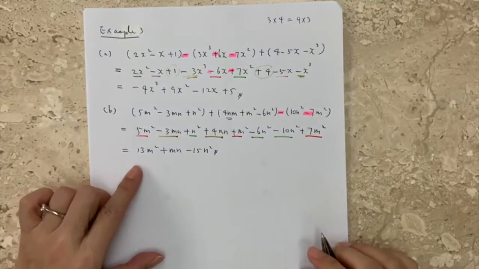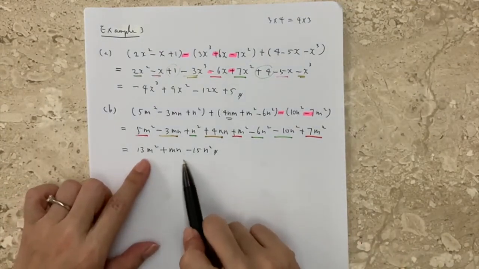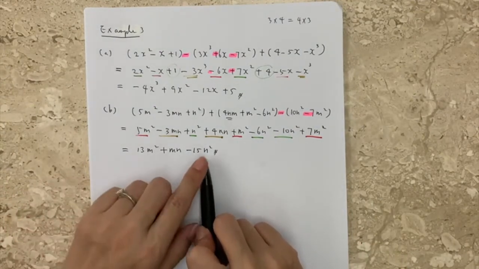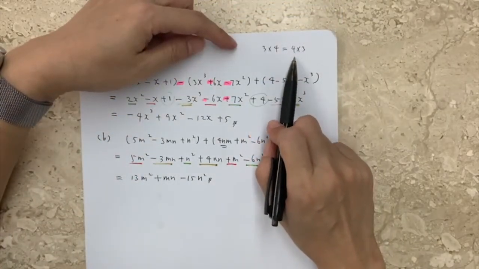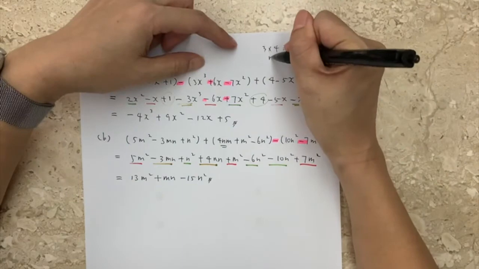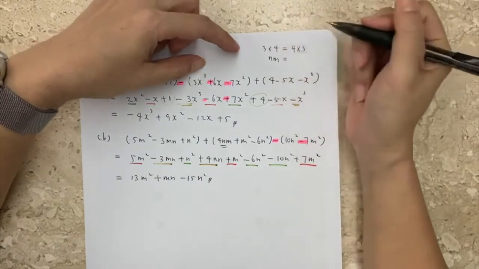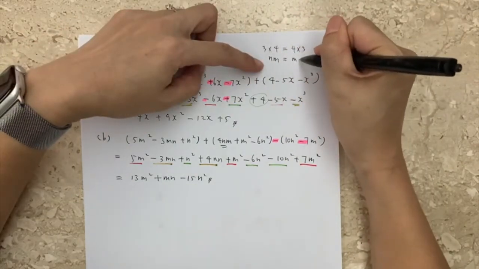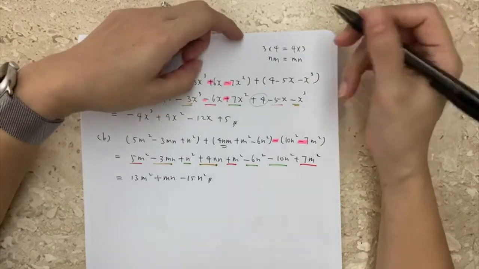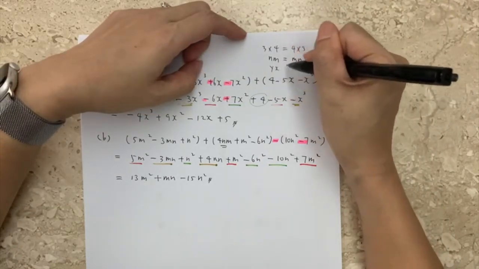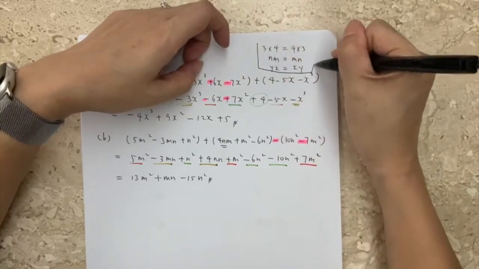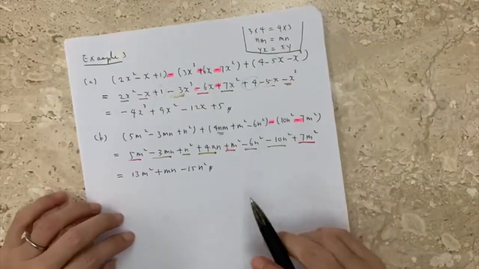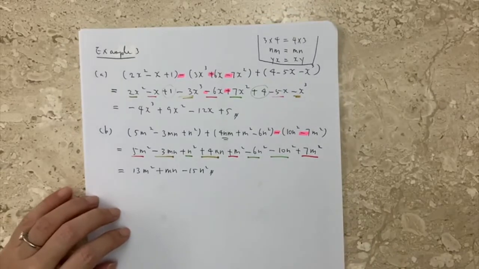Okay, so this is the polynomial example in this question. To remind you one more time, 3 times 4 is the same as 4 times 3, so if you have nm, you rearrange it into mn and follow alphabetical order. If you have yx, you change that into xy. Okay, so this is how we do simplification for polynomials.